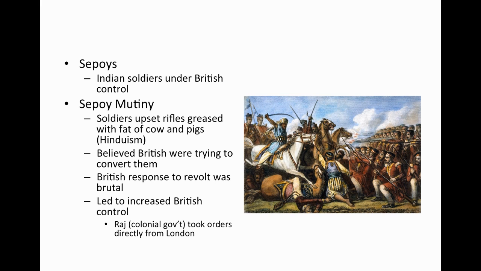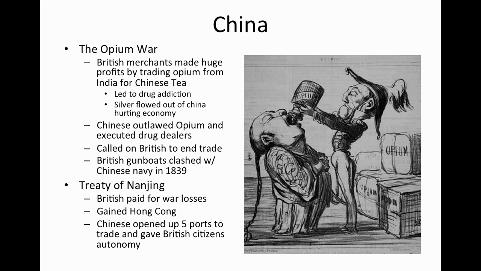And the British response was even more violent. So the Sepoy Rebellion or mutiny didn't turn out very well for the Indian soldiers, and that only led to increased British control. The colonial government going forward would just take pretty much direct orders from London. And again, that's where you're going to start to see more of an oppressive rule that would result in Gandhi's independence movement. All right, China.